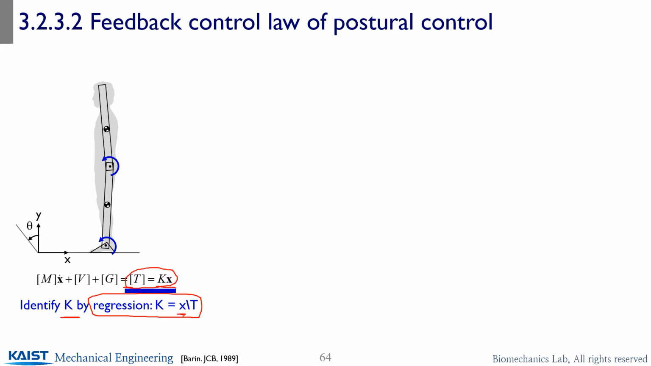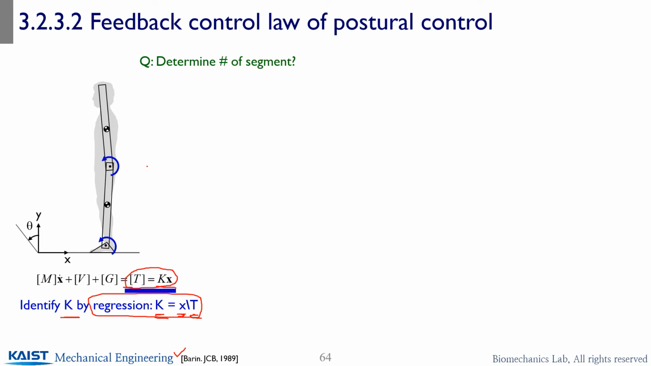So note that your X is going to be measured by the optical motion capture systems and so on. And your joint torques are calculated using inverse dynamics, right? And then with those two measured and estimated values, you can actually find the gain K using the regression. I refer to the article by Barin. Okay, so the very first step is you have to obtain the equations of motion.